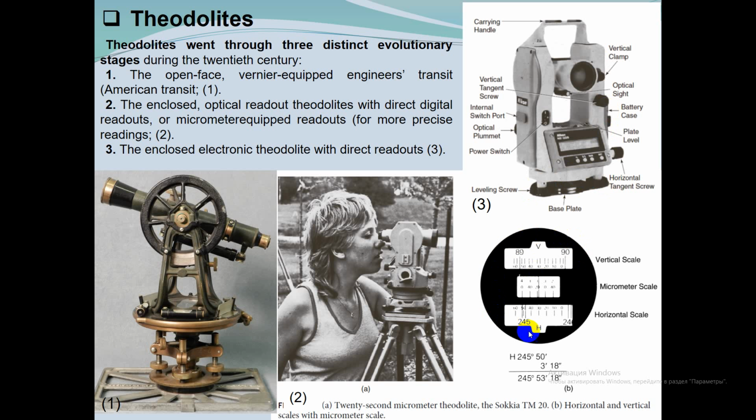Here you can see horizontal and vertical scales with micrometer scales. So horizontal scale: 245 degrees and 50 minutes, plus 3 minutes, plus 18 seconds, and the total will be this one.